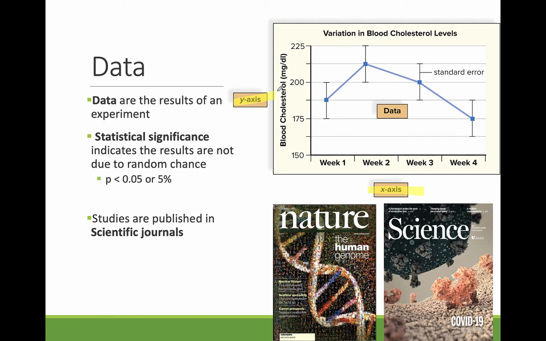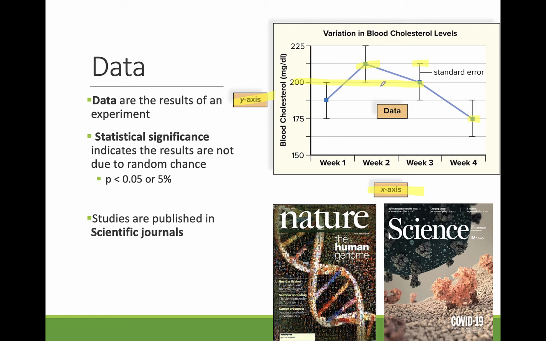Average cholesterol levels of the participants are represented by the data points. Cholesterol was the highest in week 2 and the lowest in week 4. The standard error bars show the variance of the data. The average cholesterol in week 3 was 200. But some people were as high as 212, which was the average from week 2.